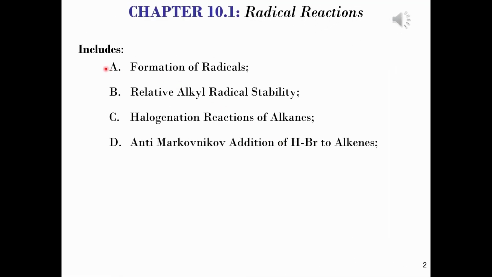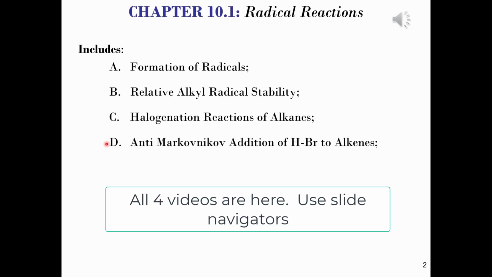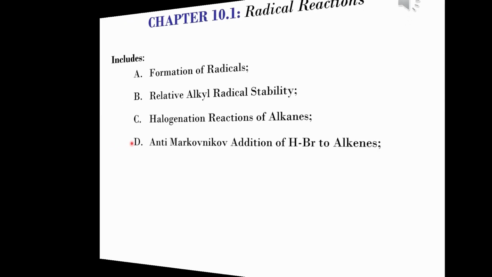There will be 4 videos for this particular lecture. These include 1. The definition and formation of radical species, 2. A comparison of relative alkyl radical stabilities, 3. A discussion of the halogenation reactions of alkanes, and 4. A revisit of the anti-Markovnikov addition of hydrogen bromide or hydrogen chloride to an alkene.